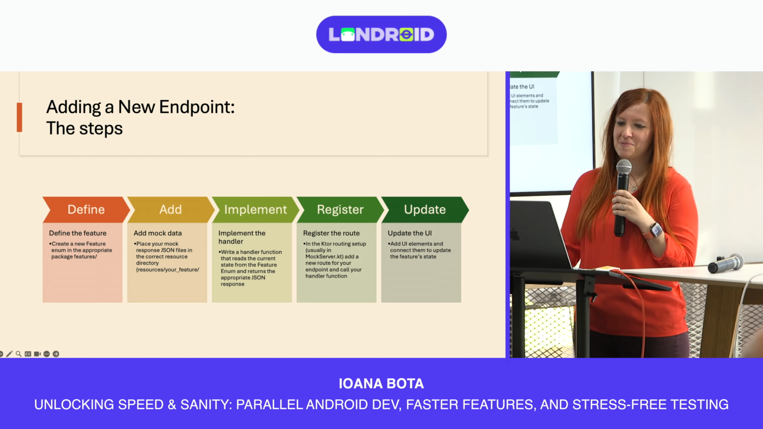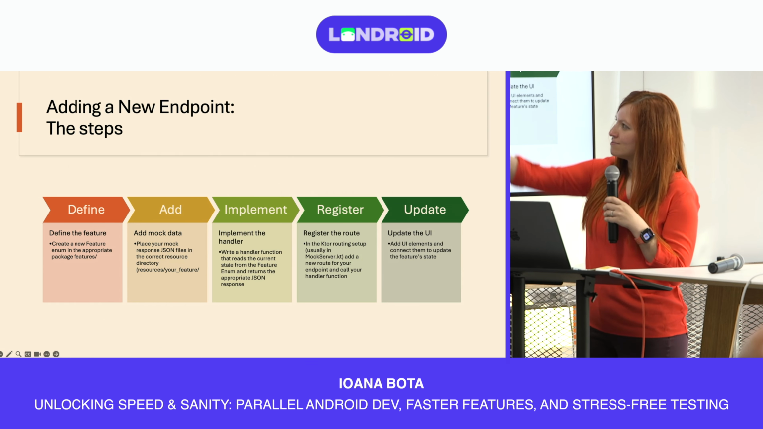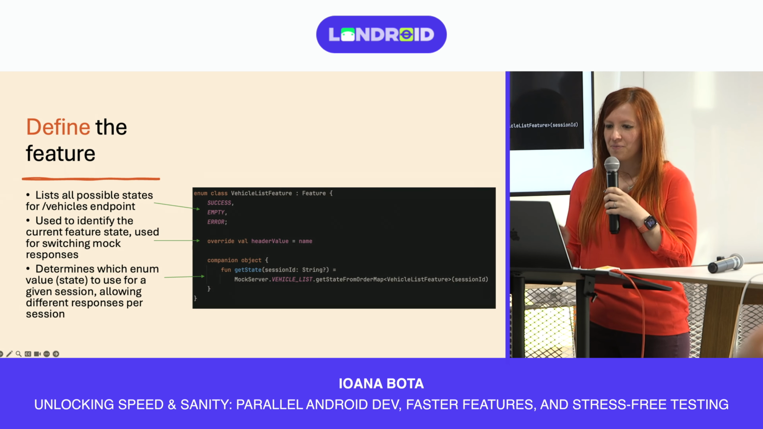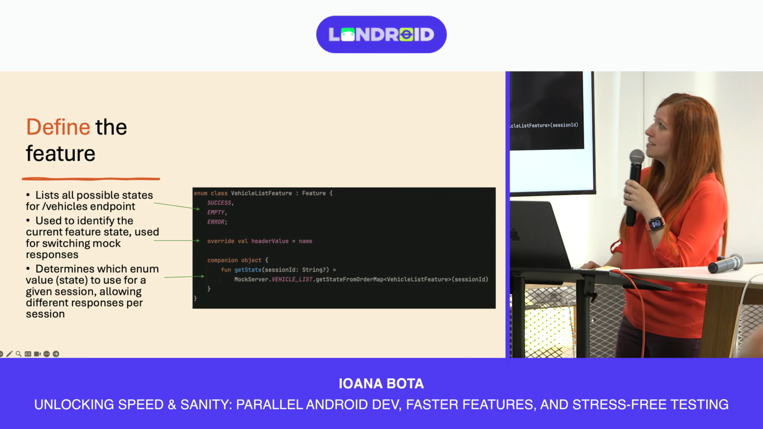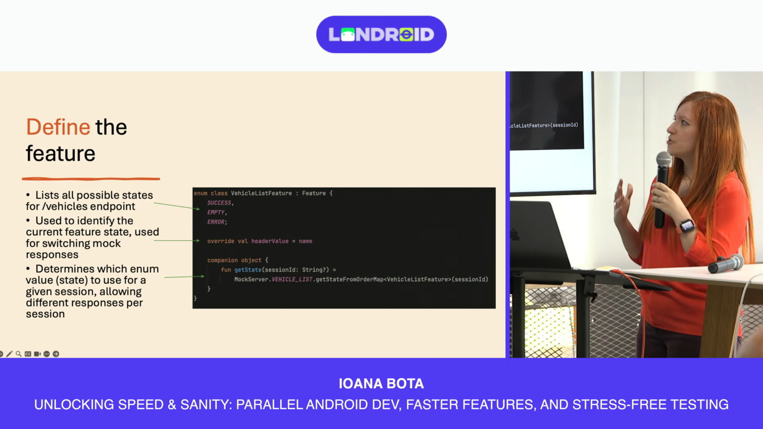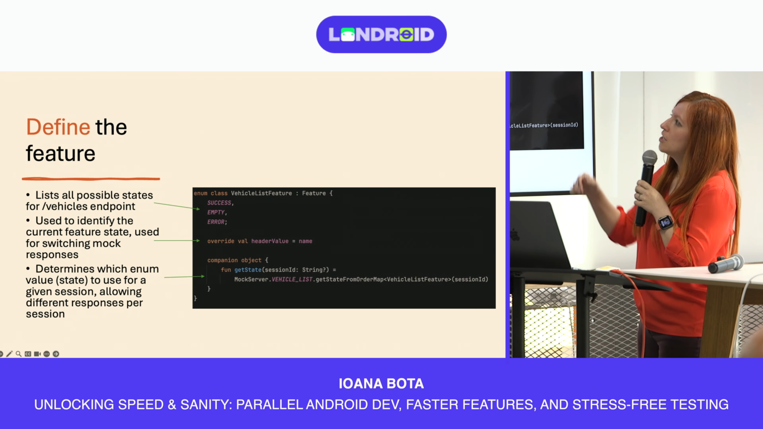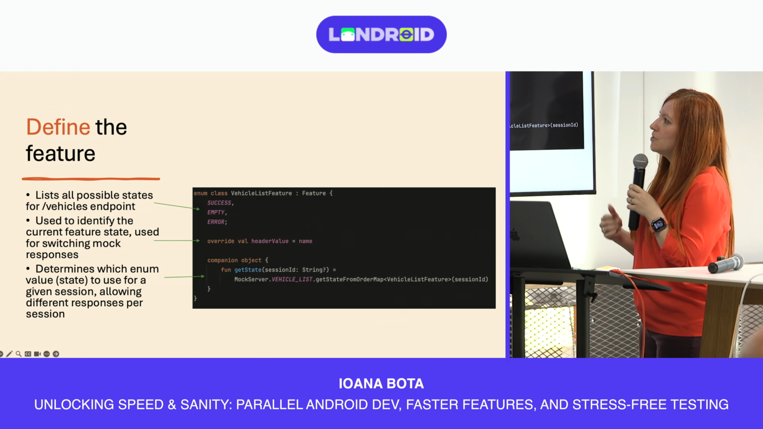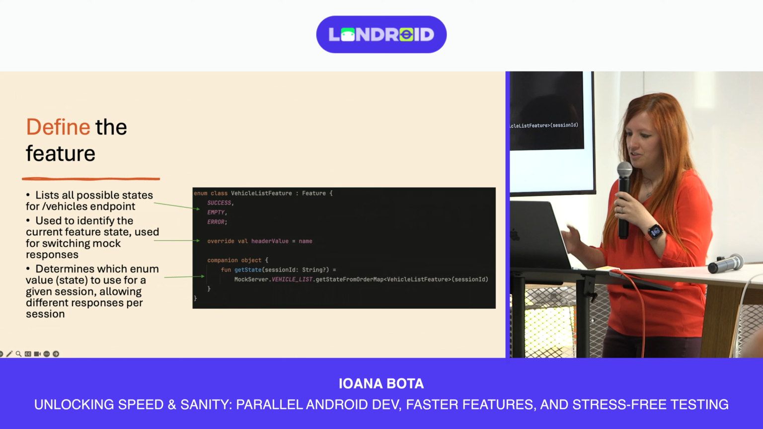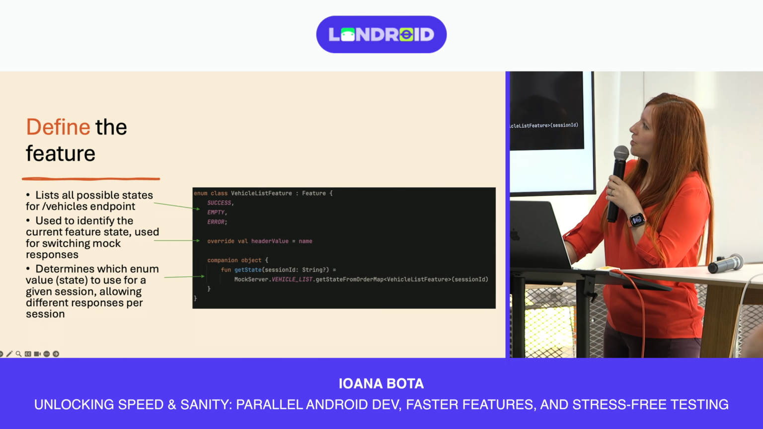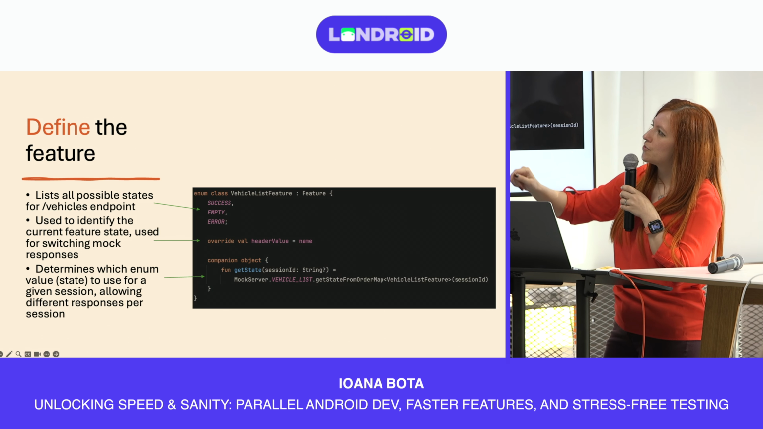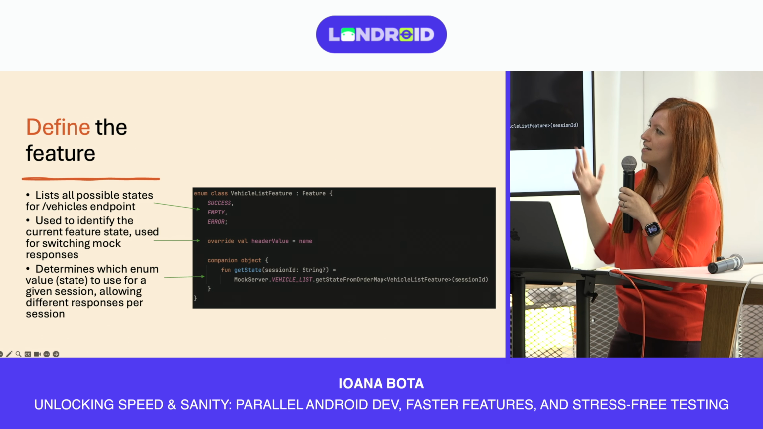So let's go through an example, right? Remember those steps there, because I'm going to go through each and every one of them. So, define the feature. As you can see here, we have an enum class. In this example, let's imagine we have an app with a list of vehicles, and we can have success, all of them load; empty, we have no vehicles; or error, the endpoint didn't load for a particular reason. That's why we created this enum with the three cases, and that's it.